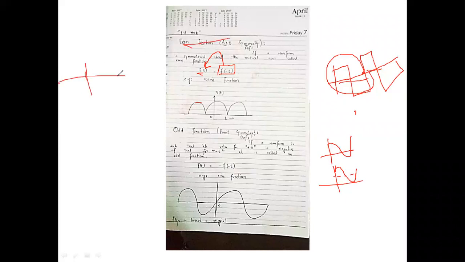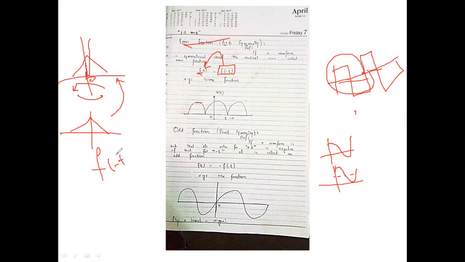For example, if we have this function and we flip it, flipping means rotating about the origin. After flipping we will get a function like this, which is also equal to the original function. So this is f of minus t, and this is f of t.